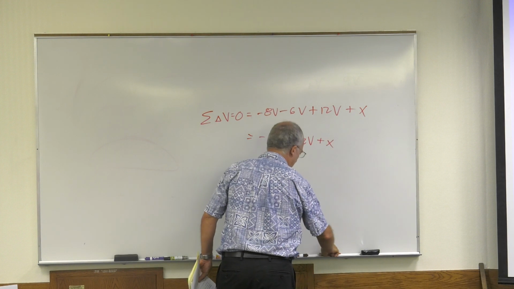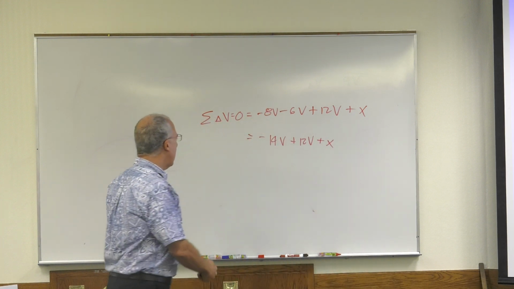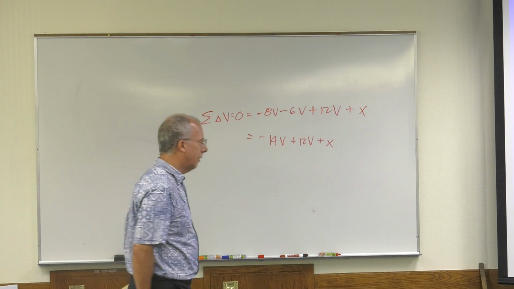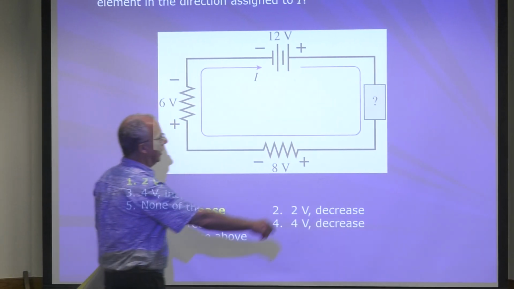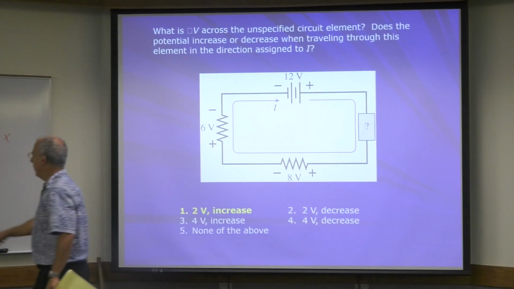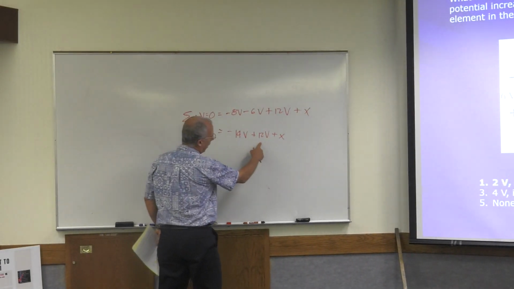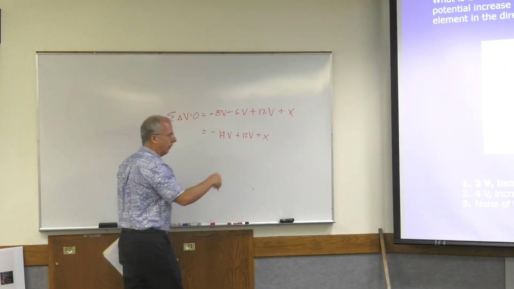So what does x have to be? X has to be what? 2 volts, right? And it has to be positive 2 volts, right? It has to be an increase. Agree? Because we have minus 14 plus 12. This has to be plus 2. So increase.